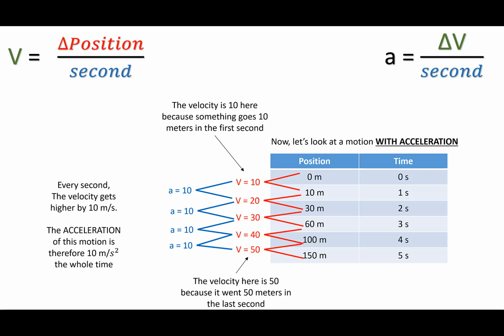So if you have an acceleration of 10 meters per second squared, then that means for the first second, you're going to be going at 10. For the second second, you're going to be going at 20. And for the third, you're going to be going at 30. Basically, every single second, you will get faster.